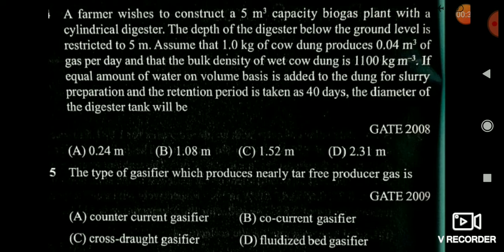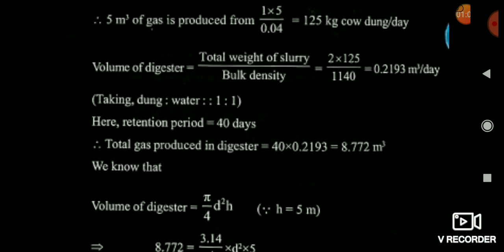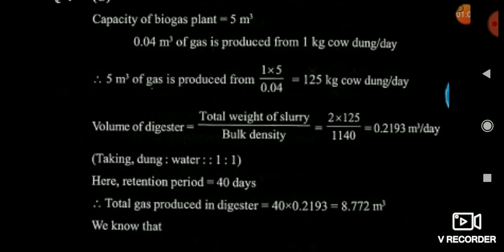After this, friends, you can see the above question. A farmer wishes to construct a 5 meter cube capacity biogas plant with a cylindrical digester, and the depth of the biogas plant is 5 meter. Assume that 1 kg of cow dung produces 0.04 meter cube of gas per day, and the bulk density is 1100 kg per meter cube. An equal amount of water on volume basis is added to the dung for slurry, and the retention period is taken as 40 days. The diameter of the digester tank is asked. So friends, you can see the question and now I will explain the solution.